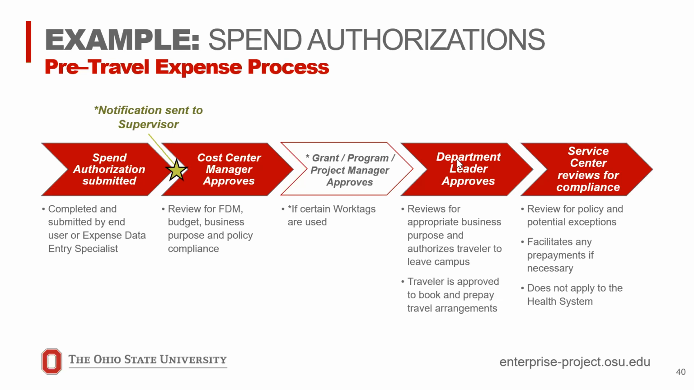Once the department leader approves, the traveler will be able to book and prepay for any travel arrangements. This means that, for example, if you use Concur as your travel vendor, they'll be able to go into Concur, book their travel, and continue on to travel when we are traveling again, I should mention. And then the last step is the service center will review for any compliance.